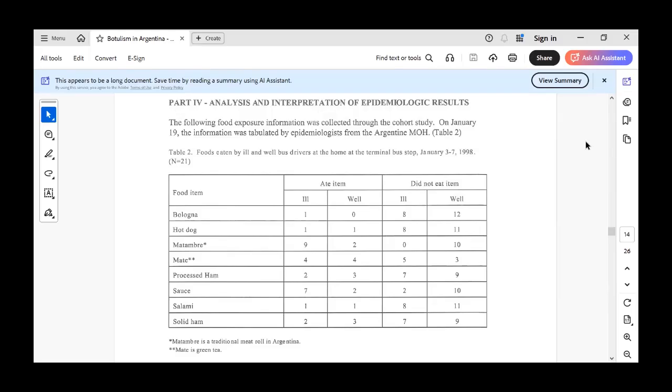Right. So don't get hung up on the fact that we can't calculate a relative risk. We essentially said that 82% of the people who ate matambre got botulism, and none of those who didn't eat it got botulism. That's what this tells us. So even though we weren't able to calculate a relative risk, it looks like there is an important difference. And when we calculate the p-value, it was significant.